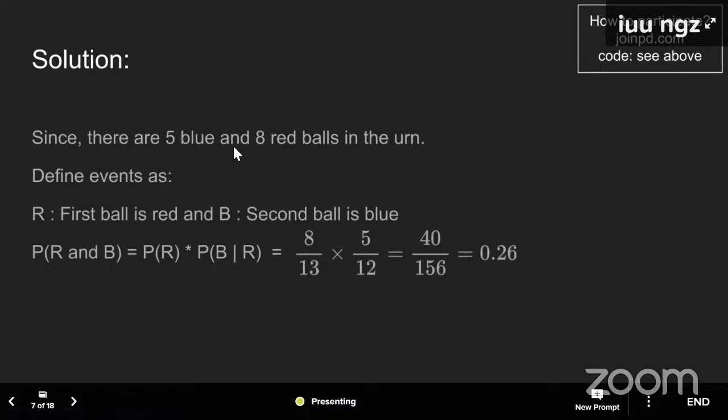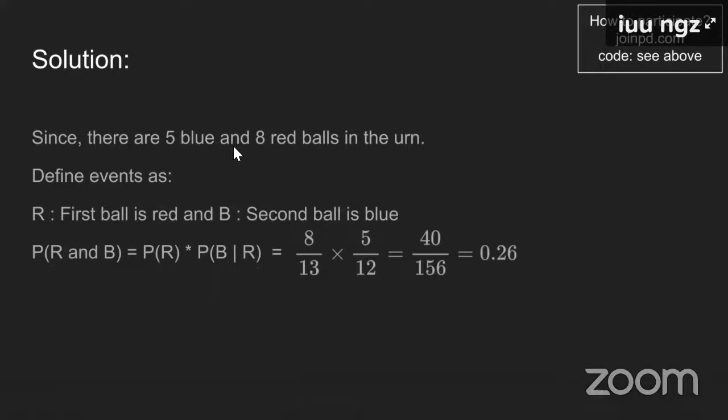Ma'am, in this question, we choose 13C2. Yes. Then the answer is 0.5 something. No, I mean that is not taking into account whether your ball is red or your ball is blue, right? I mean you're just saying that out of 13 balls you're choosing 2 balls, right?